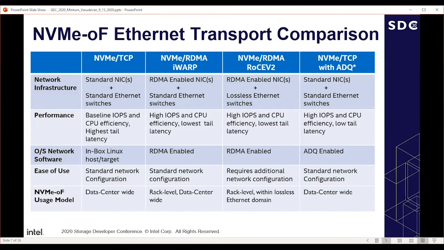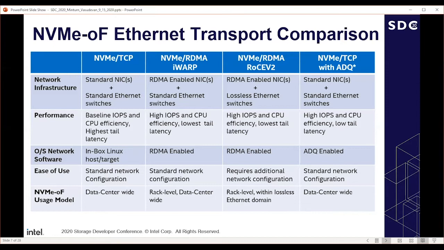As far as ease of use, what you see is the difference really between the TCP and both the iWARP and the TCPs is standard network configuration, and because of the lossless Ethernet, it requires additional network configuration. The usage model, which you see, TCP is pretty much a data center-wide transport, so that's a typical use case. It will accommodate that.